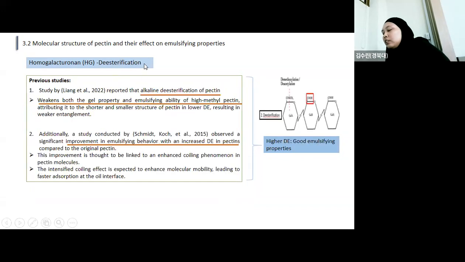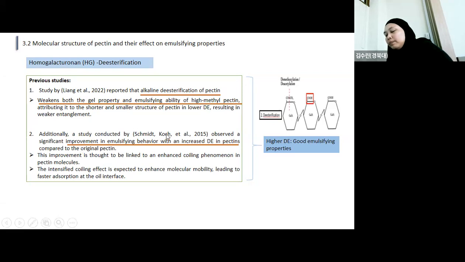The second one is deesterification. As I mentioned before, deesterification is where we remove either the methyl or acetyl part from the pectin structure. The first study is alkaline deesterification of pectin done by Liang et al. In this study, it showed that after they removed the ester groups, it weakened the gel properties and emulsifying properties of high methyl pectin. After they removed the methyl groups, this resulted in weaker entanglement, and this led to lower emulsifying properties of pectin.